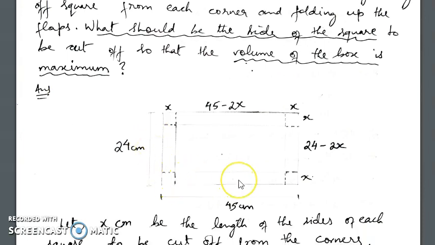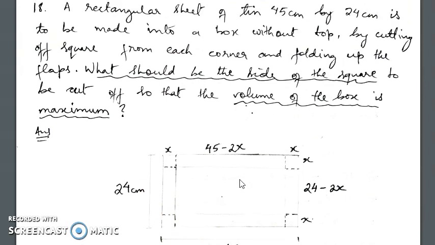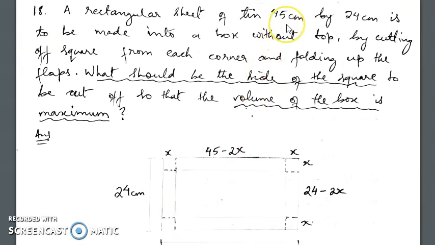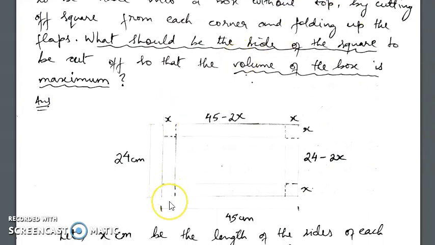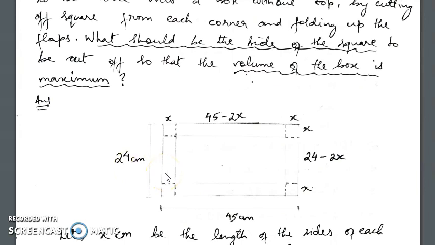So you are given this sheet and it is given as 45 cm by 24 cm. That means the length is 45 cm and the breadth or width of this rectangle is 24 cm. I have written here that from here to here it is 45 cm, and from here up to here it is 24 cm. And the condition is that we have to cut a square. I will say that the side of the square should be x.